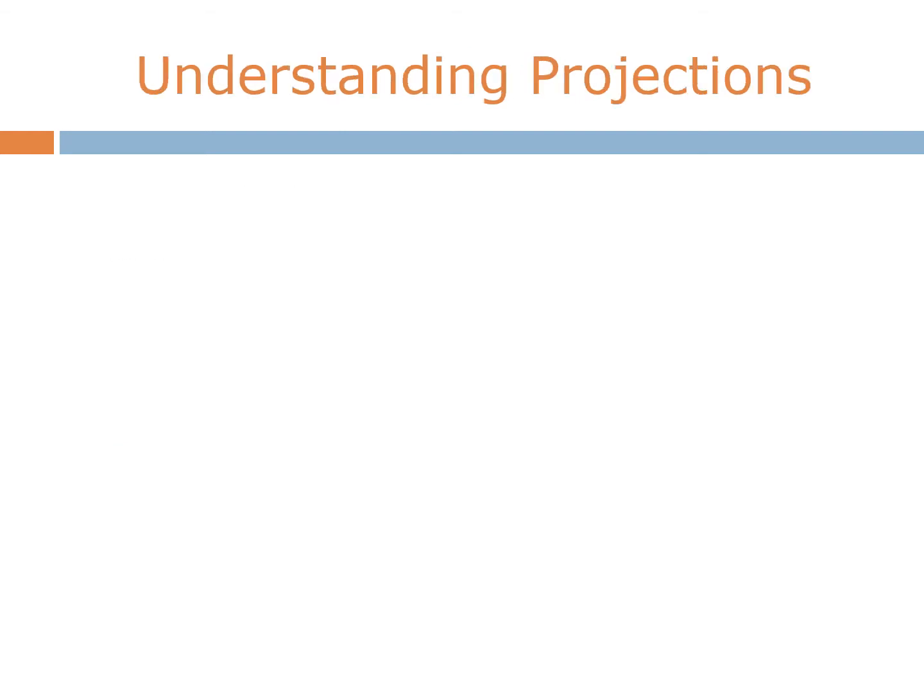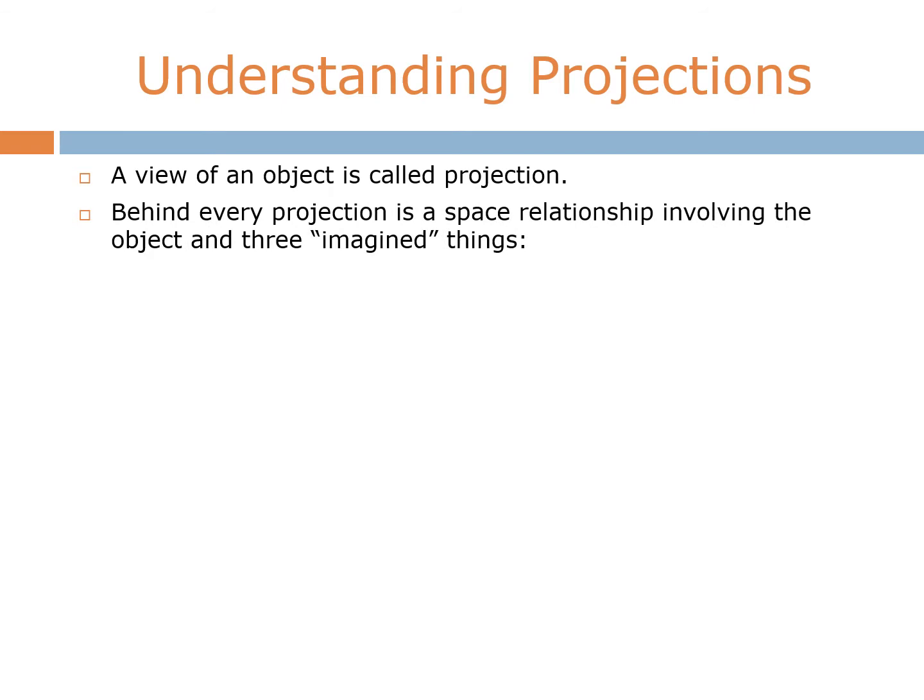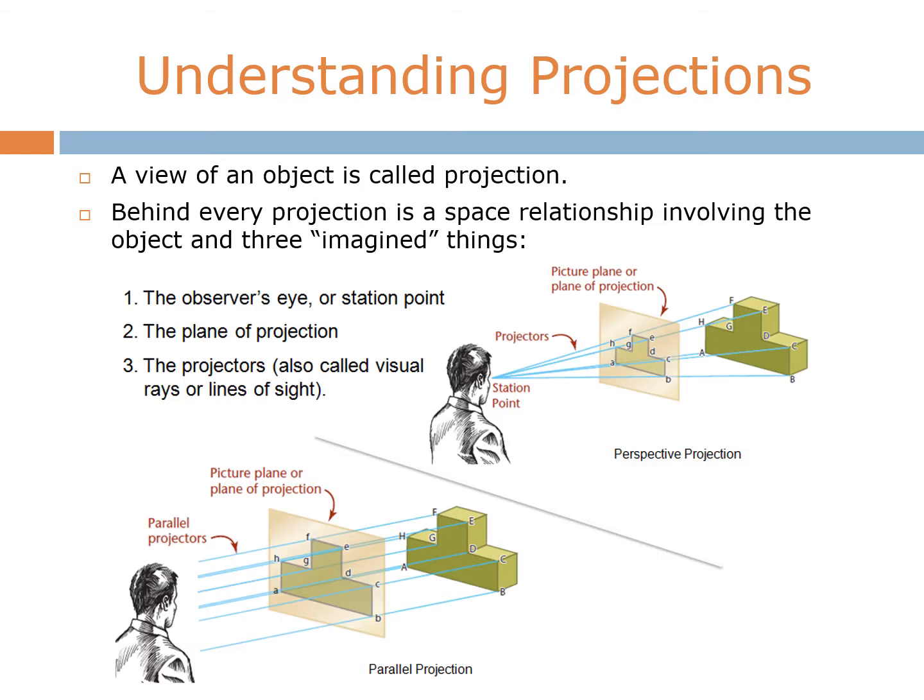First, let's understand projections. A projection is a view of an object. And how can we define a projection? Well, you need three different things. Here we show two different kinds of projection. You can have what we call the perspective projection. You can also have a way called the parallel projection. The difference between these two is how you look at the object. But no matter how you look at it, you always have three different things you have to include in the projection.